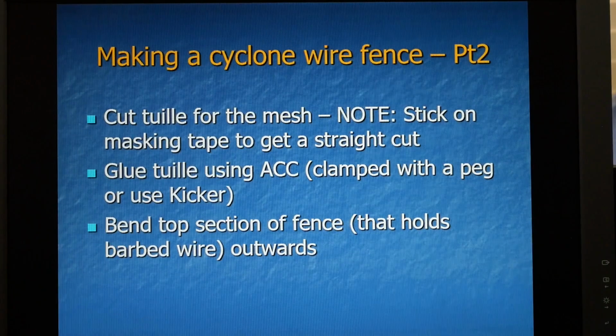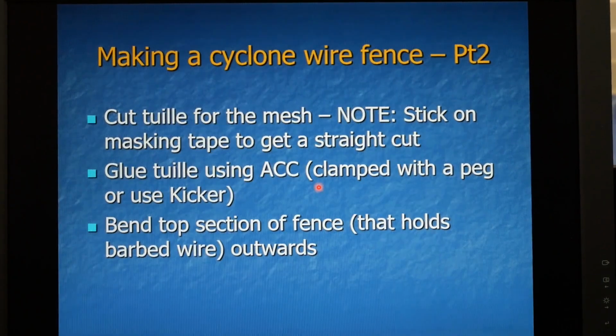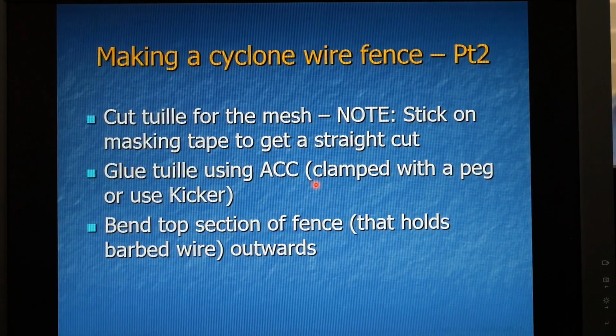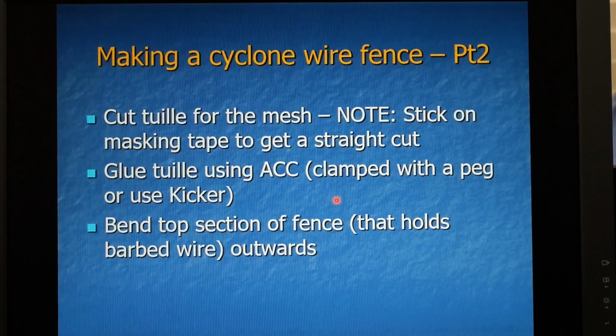Then I cut tulle to use as the mesh. Now to cut tulle is a bit of a trick, so I'll explain that in the next slide. And then once the tulle is cut out to the right size, in other words 10 foot by the length of the fence, I attach it to the brass wire using ACC, a clamp with a peg, or I use ACC and some kicker to make it cure rapidly.